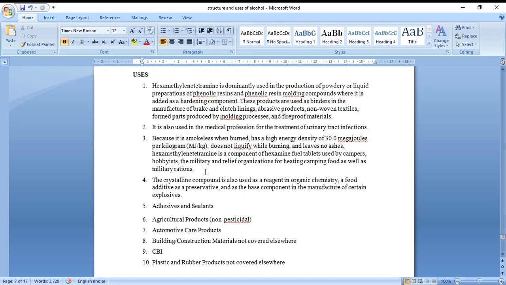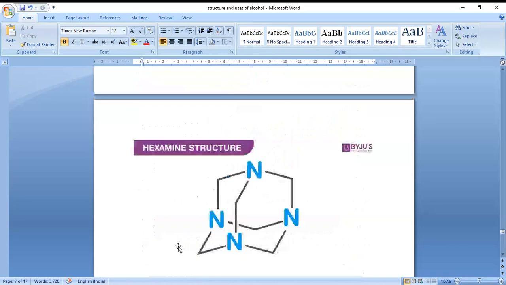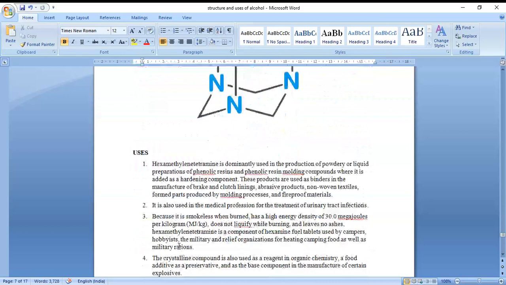Okay. And the crystalline compound is used as a reagent in organic chemistry, as a feed additive, as a preservative, and it is also used as a base component for the manufacture of certain explosives. It is used in adhesives, sealants, agriculture products, automobile care products, building construction materials, and in plastic and rubber products. So this is about the various uses of hexamine.